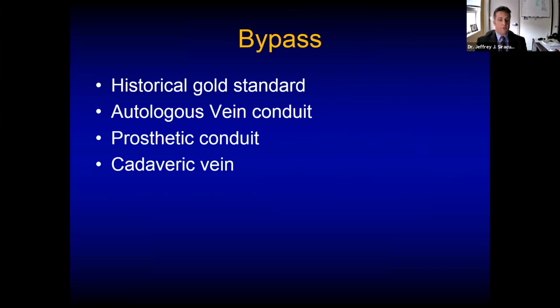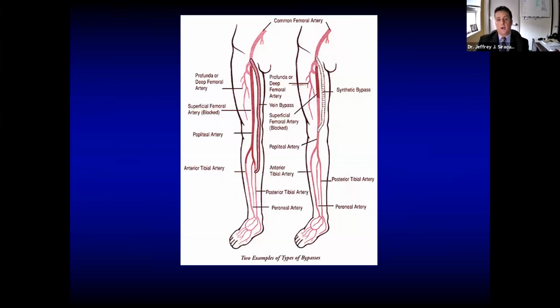So bypass, we talked about earlier today, is the historic gold standard. This usually involves autologous vein conduit. It can also involve prosthetic and also cadaveric vein. Here's a schematic looking at an autologous bypass on the left and a synthetic or prosthetic bypass on the right.